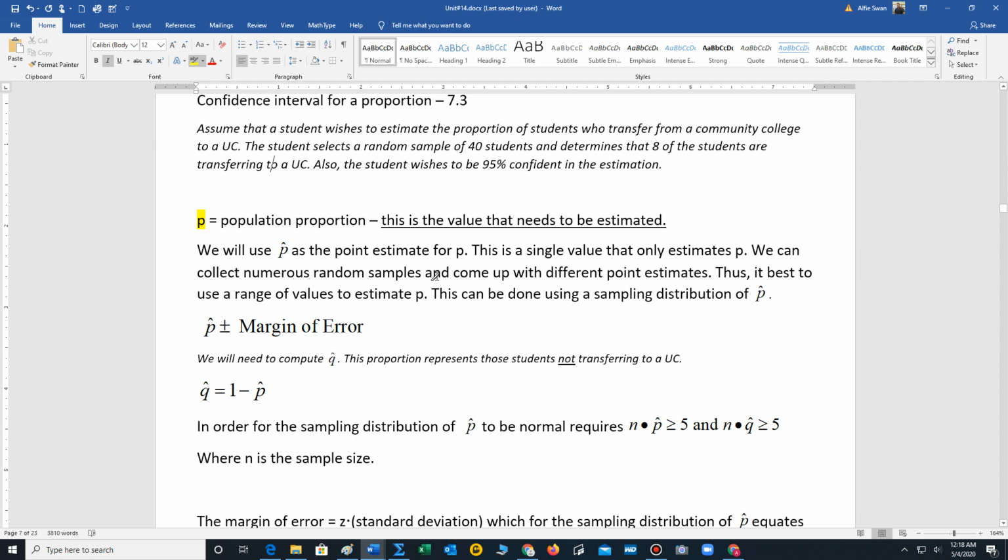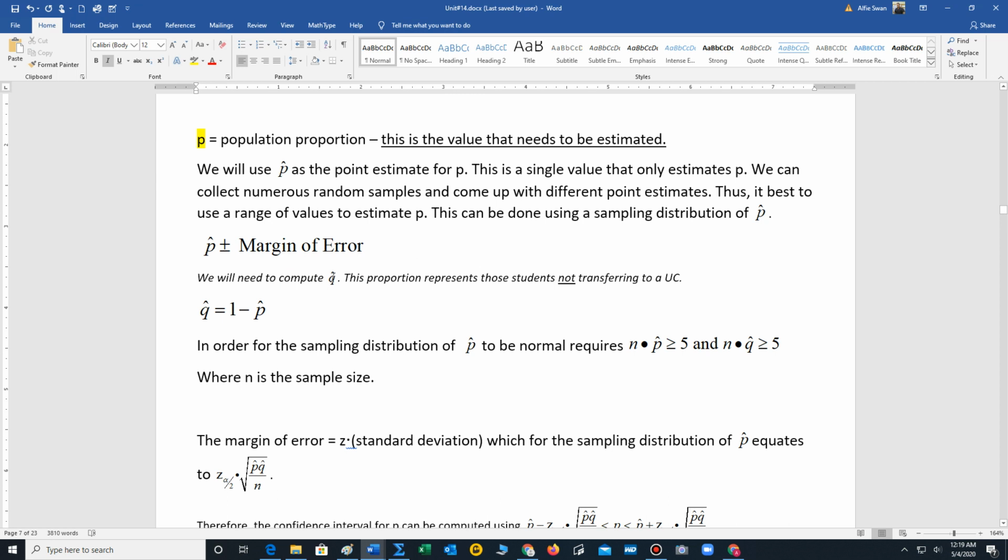Turns out every time we collect a sample, we'll get a different P hat. Thus, instead of relying upon one P hat, we'll just create a range of them to estimate P. And so this range can be represented as P hat plus or minus some margin of error. And this P hat, remember, will not deviate too far from P. Thus, we're going to have a range in which we add and subtract this margin of error from our P hat to estimate P. We're also going to need Q hat. So Q hat is a proportion representing those students not transferring to a UC. So Q hat is always computed as 1 minus P hat.